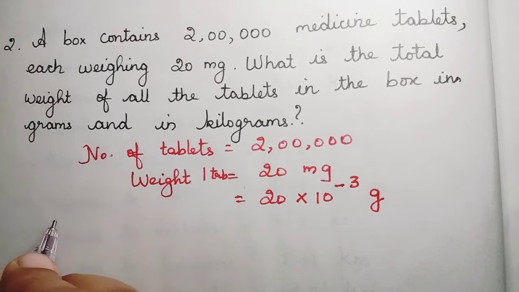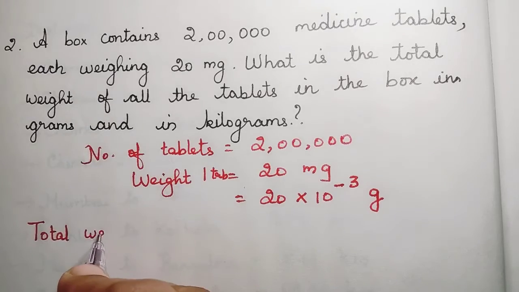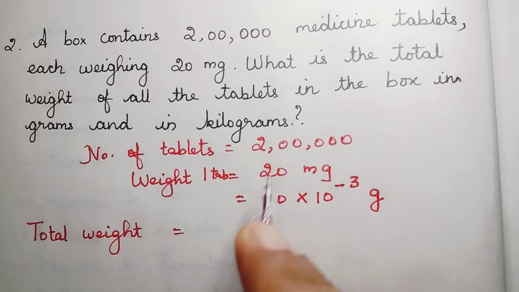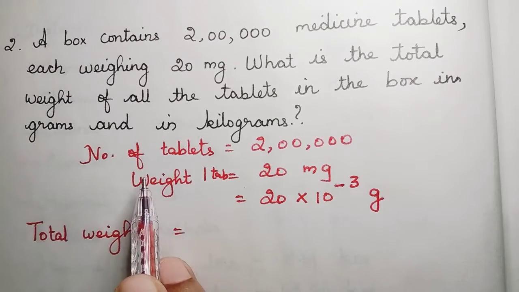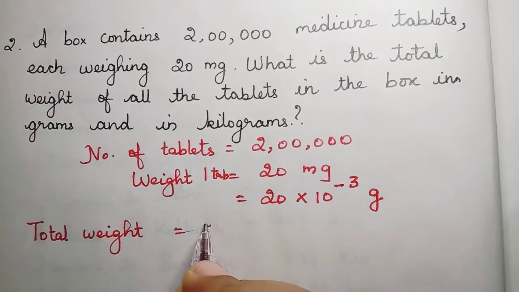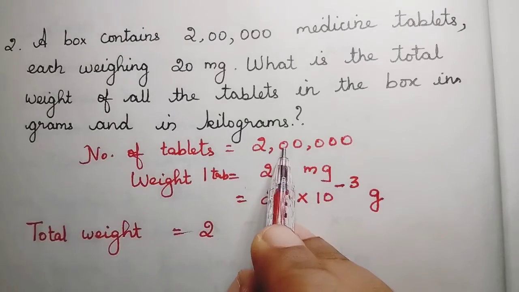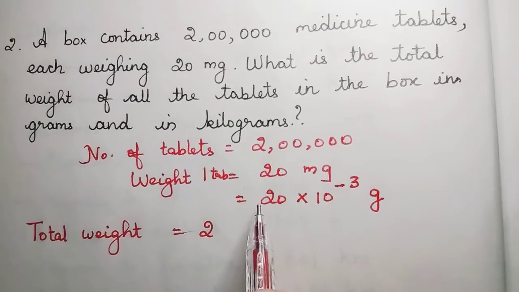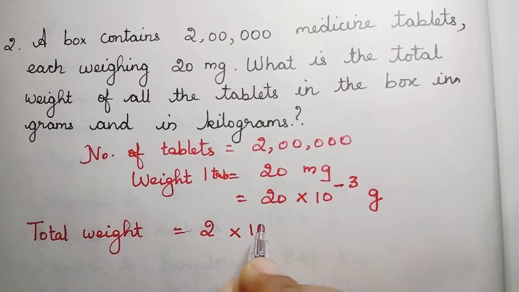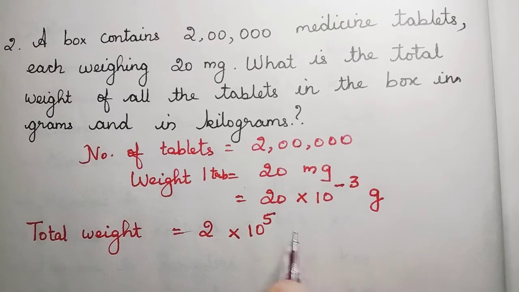So now we want to find the total weight. So the total weight equals, we have to multiply both of these. Your total weight will be total number of tablets into weight of each tablet. So we will multiply this. We will just write the numbers, count the number of zeros and put it in the power of 10. 1, 2, 3, 4, 5. So you have 10 to the power 5. 2 lakh can be written as 2 into 10 to the power 5.